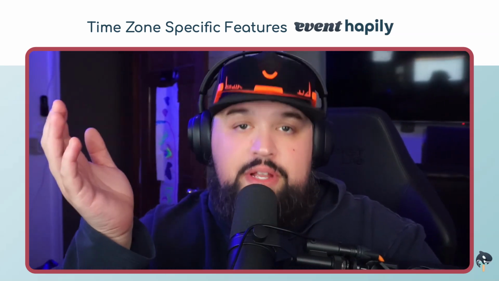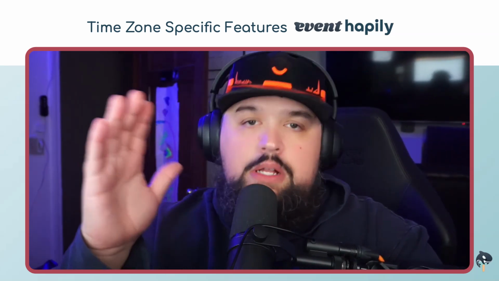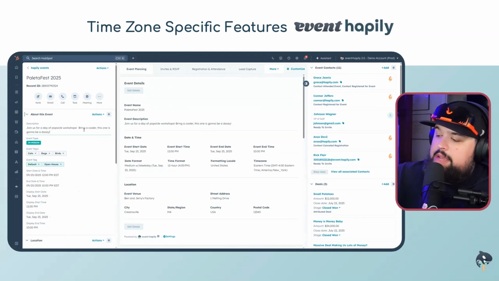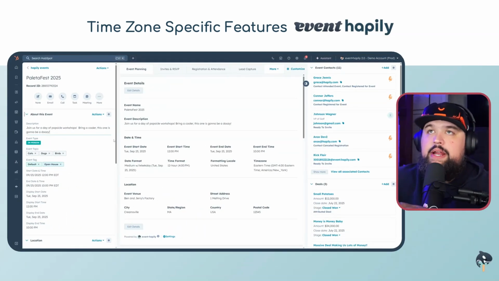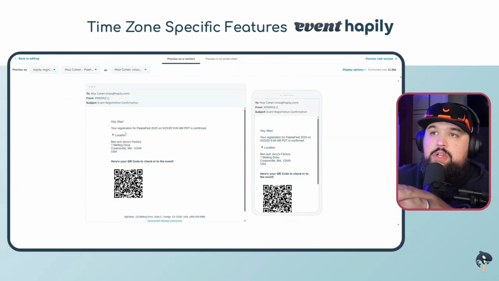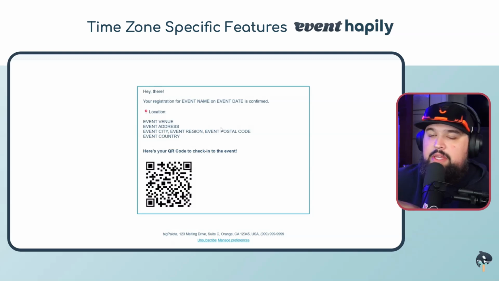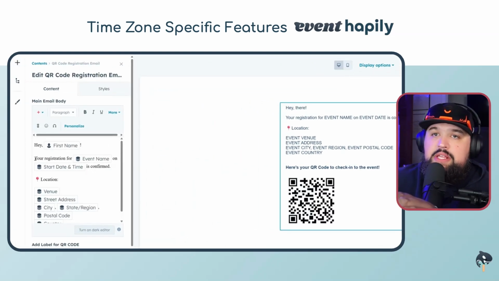That's a pretty difficult thing to do because of the way HubSpot handles date-time properties. Let me show you what I'm actually getting at here. So I'm inside of HubSpot right now, and I am building an email that is going to be my registration confirmation email. I've got my base level email here, no fancy design or anything. And on the left, you can see I have this sentence that says, your registration for event name on start date and time is confirmed.